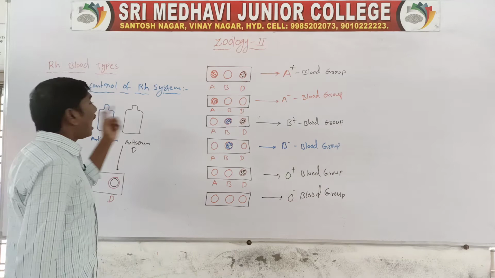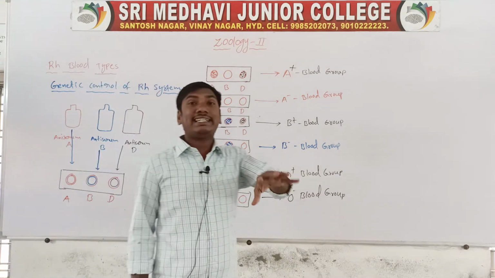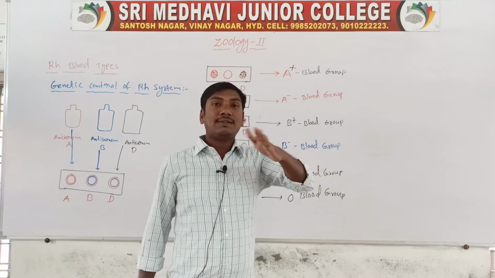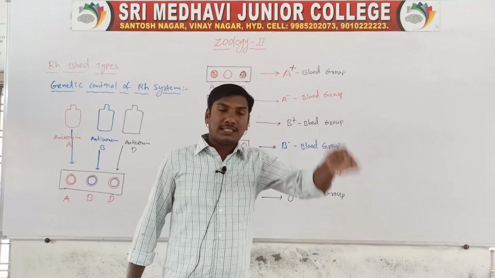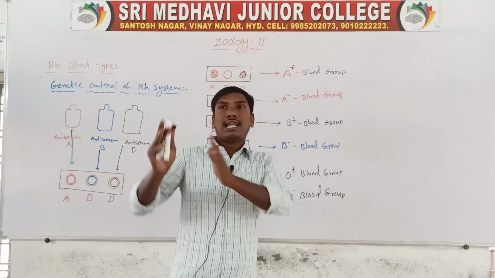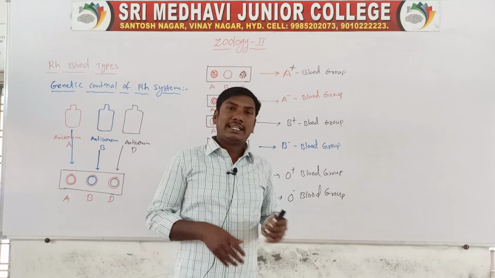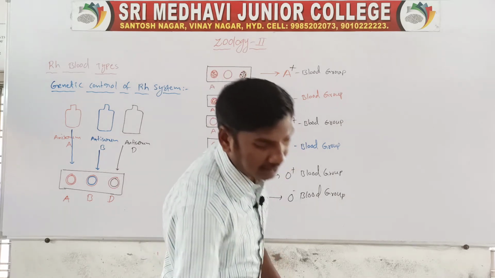So these are called RH blood types. The main function of the RH factor: if the RH factor is present, the blood group is positive; if the RH factor is absent, the blood group is negative. So these are the RH blood types.